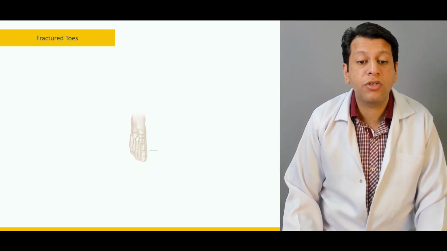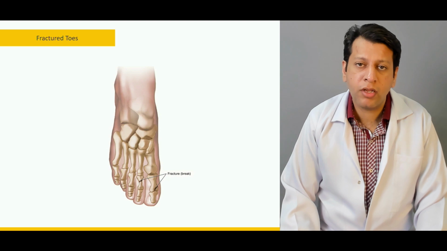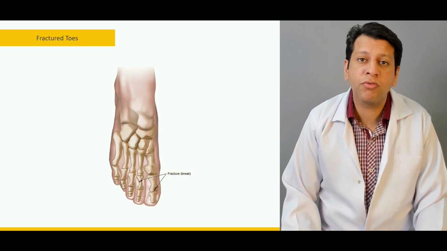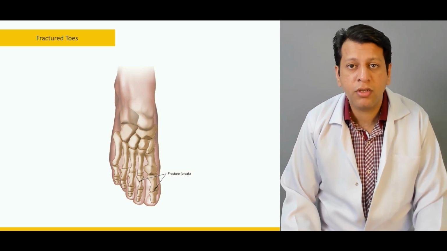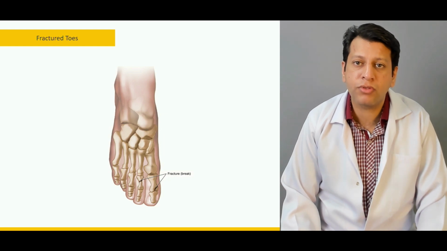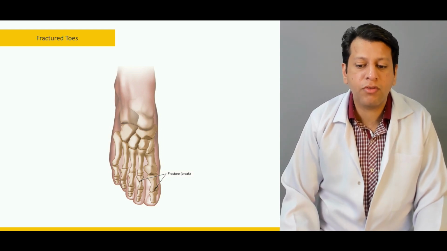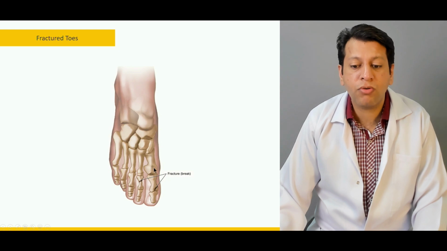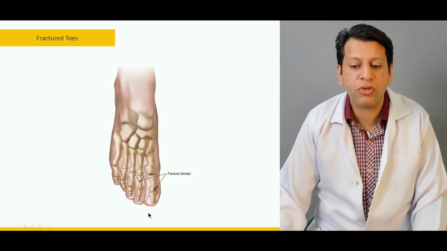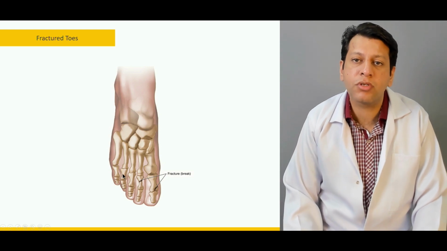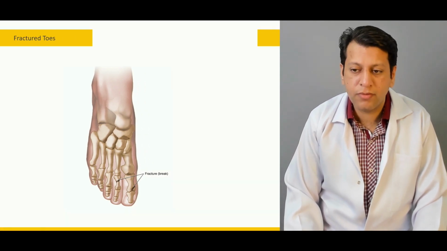Then come the fractured toes. Although they are rare, they can get fractured, especially due to a very heavy object falling on the person's foot, and most commonly it falls on the forefoot. Then, as you know, the great toe or the hallux has 2 phalanges, the proximal and distal one, while all the other toes have 3 phalanges: proximal, middle, and distal.